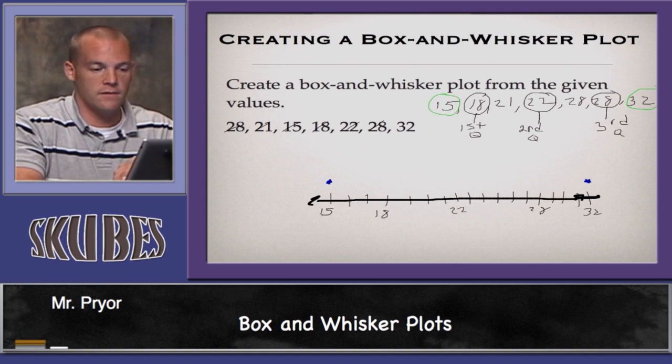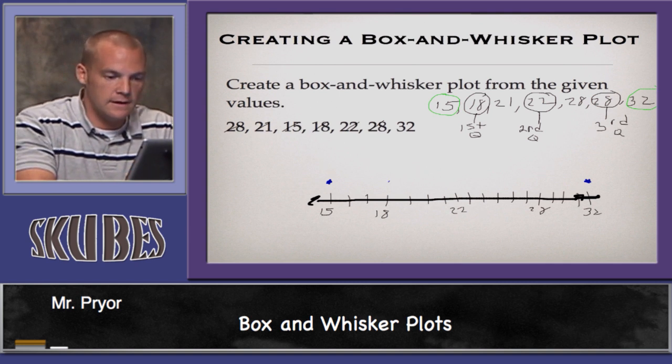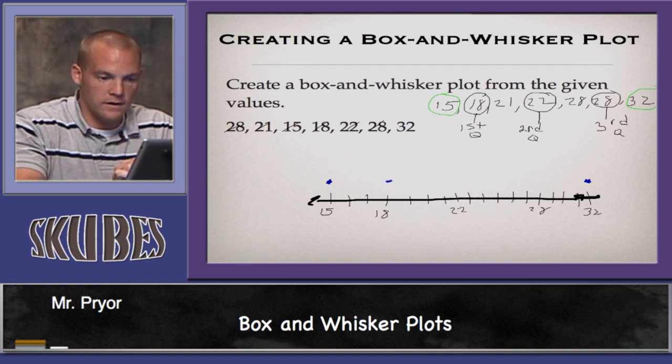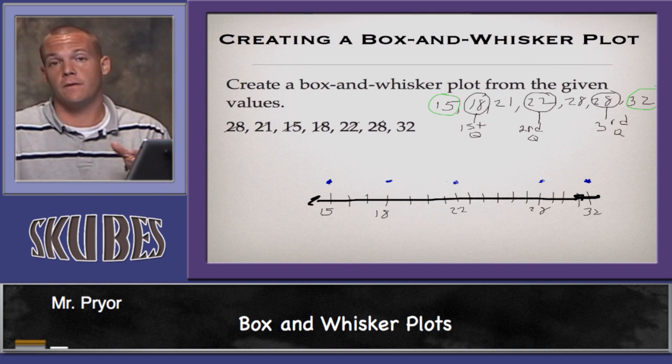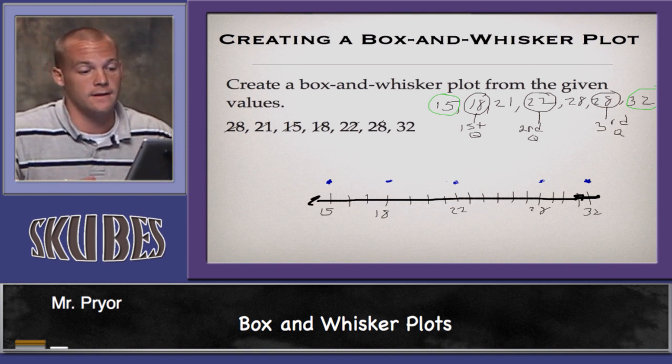Now we place points above them. So above 18, we go above 22, and above 28. All right, just like that. And again, all these points are representing are the halfway or the median marks of our data set.